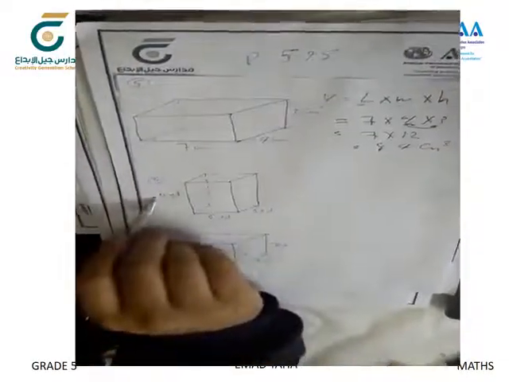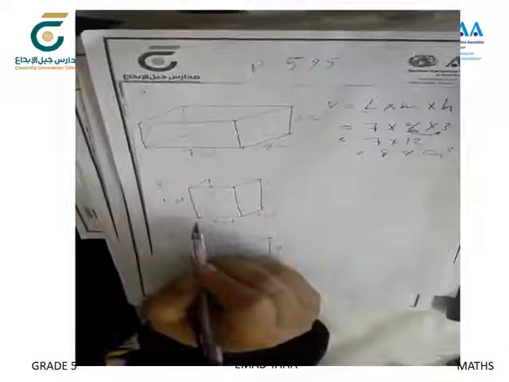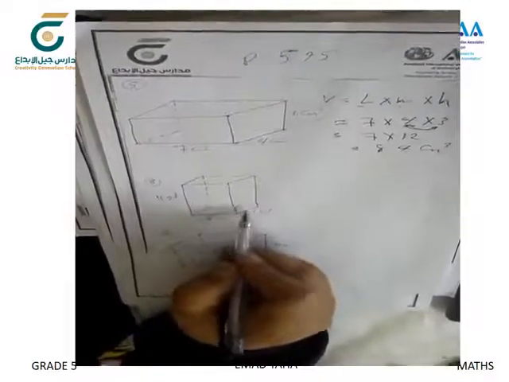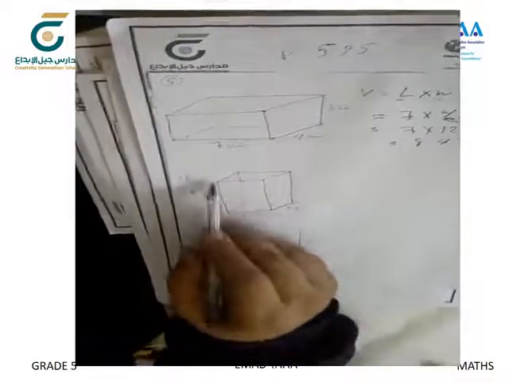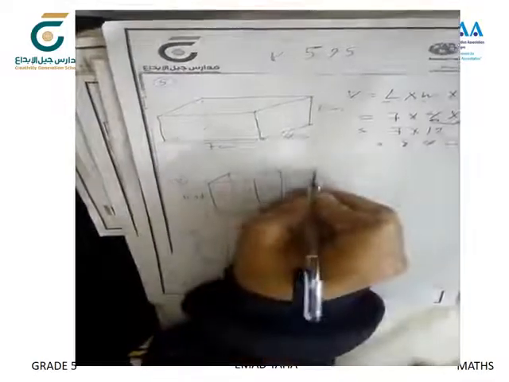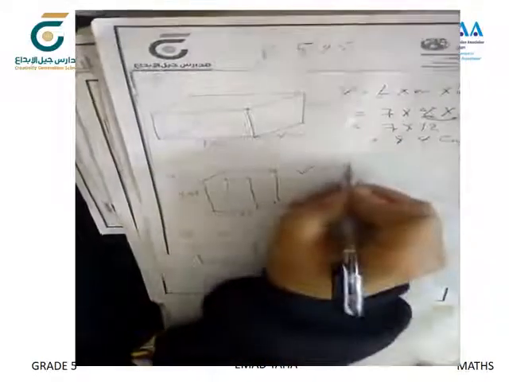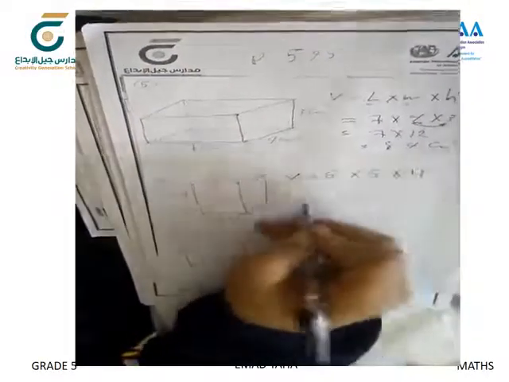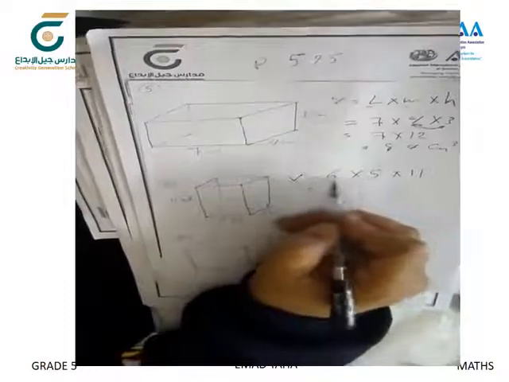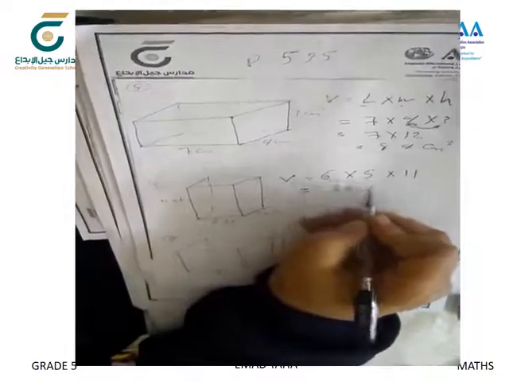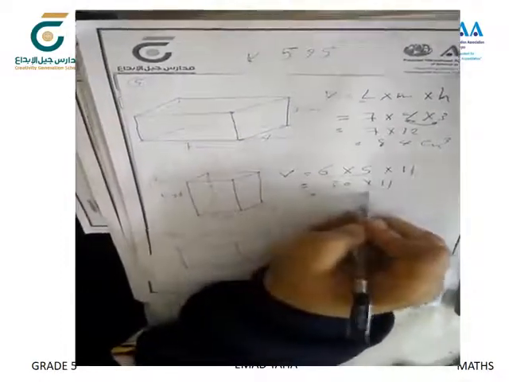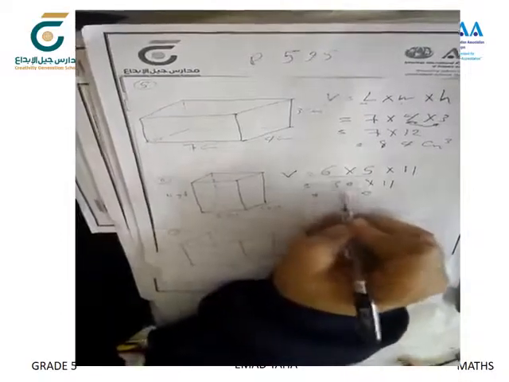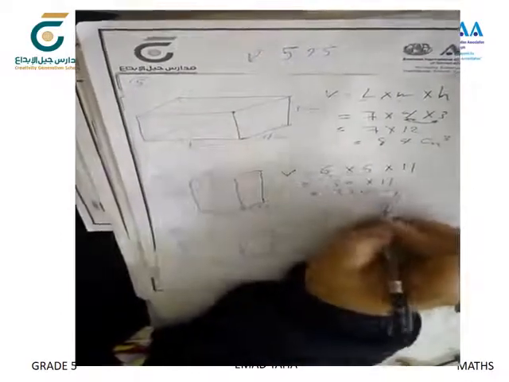Number 8. What is the length here? Yes, 6, and width 5, and what is the height? 11. So the volume equals length 6 times width 5 times height 11. 6 times 5 equals 30. Multiply by 11, put 0, and 3 times 11 equals 33. What is the unit? Yard, cubic yard, or yard to the power 3.